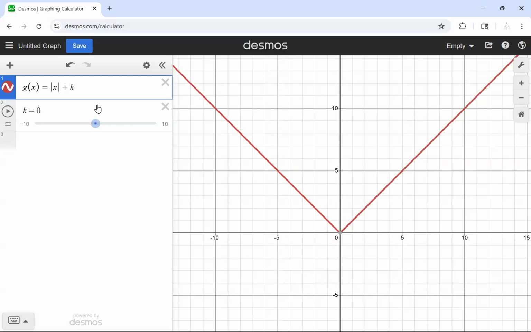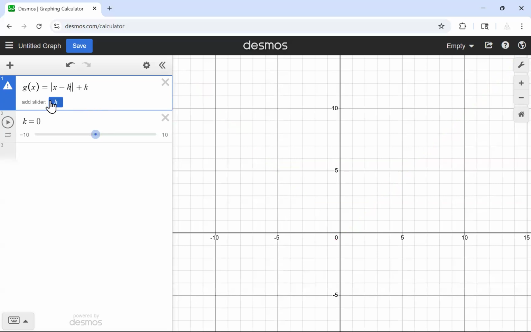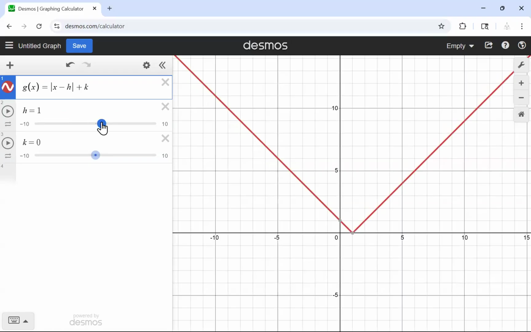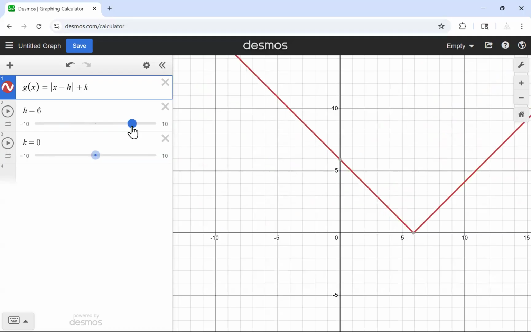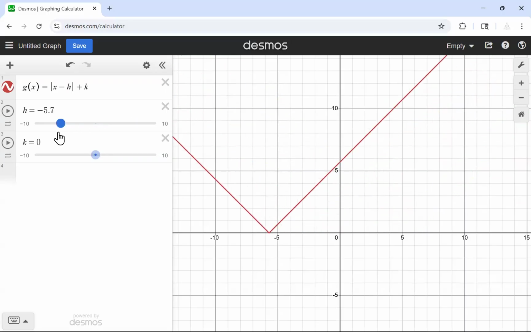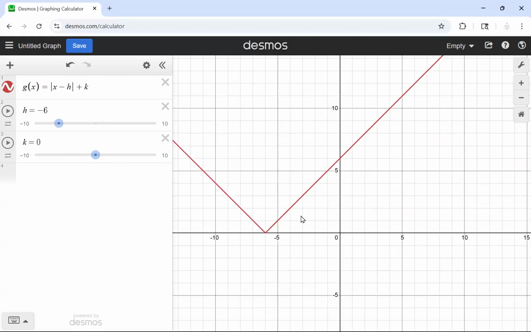Now, what if I subtract an h on the inside? Well, subtracting an h on the inside moves the function left and right. So if I do x minus 6, then I've moved this function to the right 6 units. And if I do x minus a -6, that's like x plus 6 on the inside, then we've moved the function left.